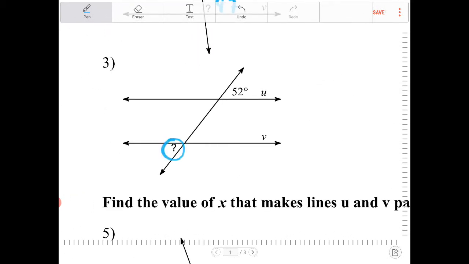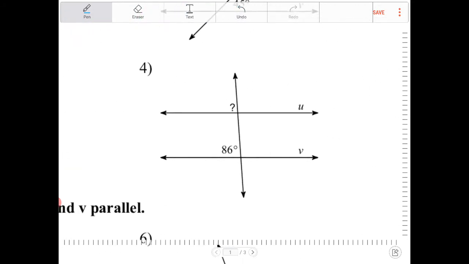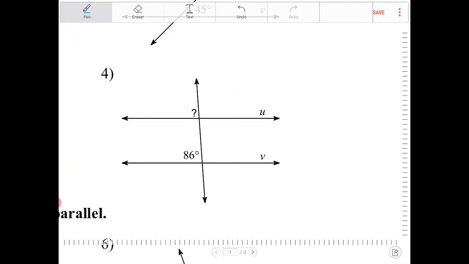These 2 angles appear to be alternate exterior angles, and alternate exterior angles are indeed congruent, so this must be 52 degrees as well. Question number 4, these are corresponding angles. Corresponding angles are congruent, therefore this angle must be 86.